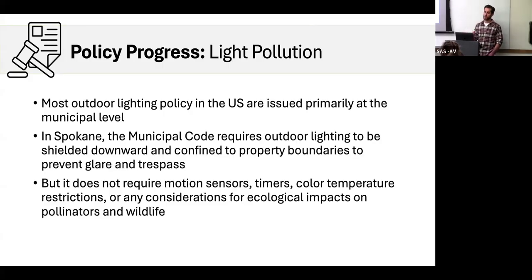Personally, looking around, I don't think that most people even follow these guidelines, even though they're technically laws. But this just goes to show you there's literally no other requirements for lighting. They don't need to be on motion sensors. They don't need to be on timers. There's no restrictions on the color temperature. And there's absolutely no considerations for their ecological impacts on pollinators, birds, or other wildlife. So there's a lot of work that we need to do when it comes to light pollution. It's one of the most critically under appreciated threats to wildlife, I think.